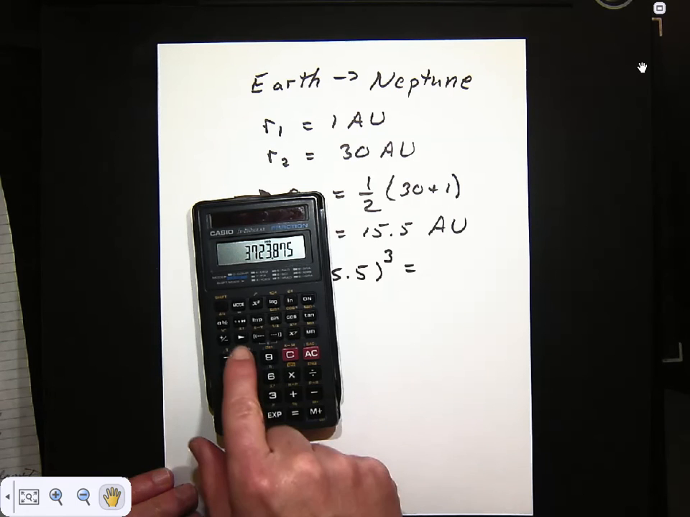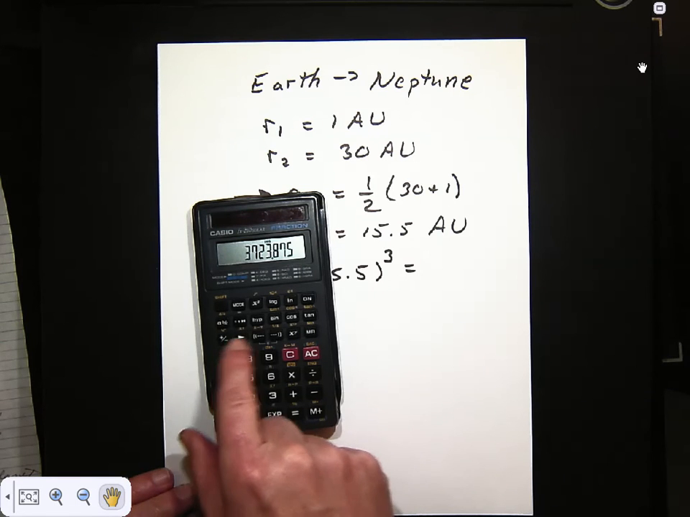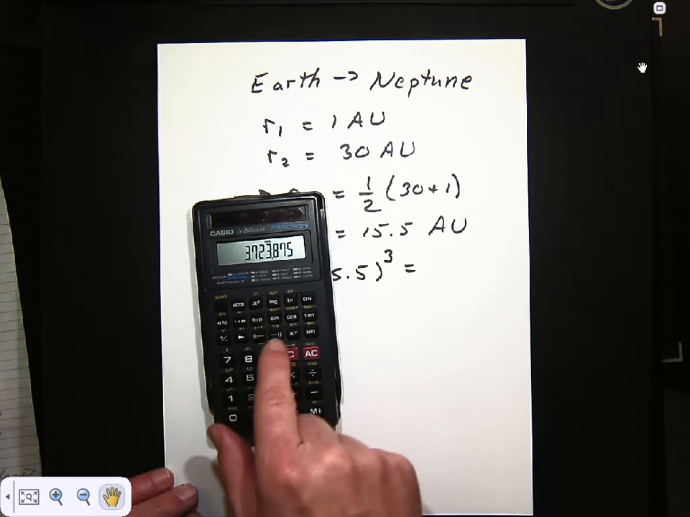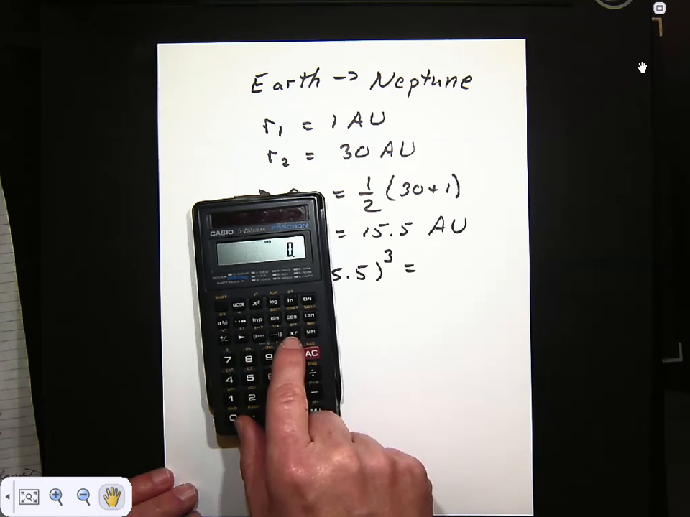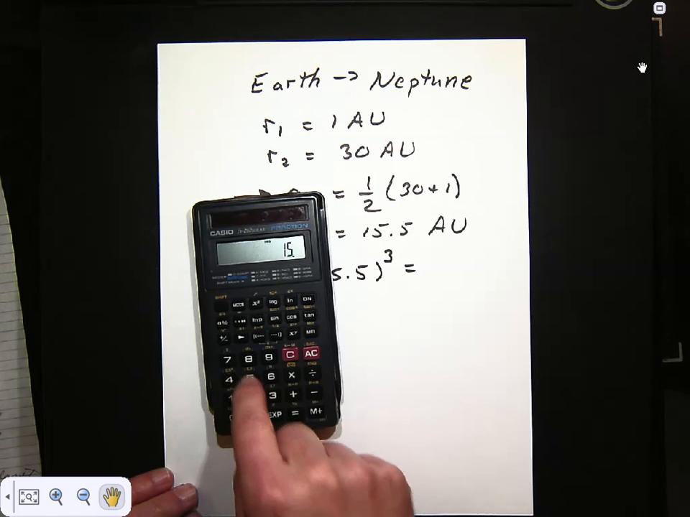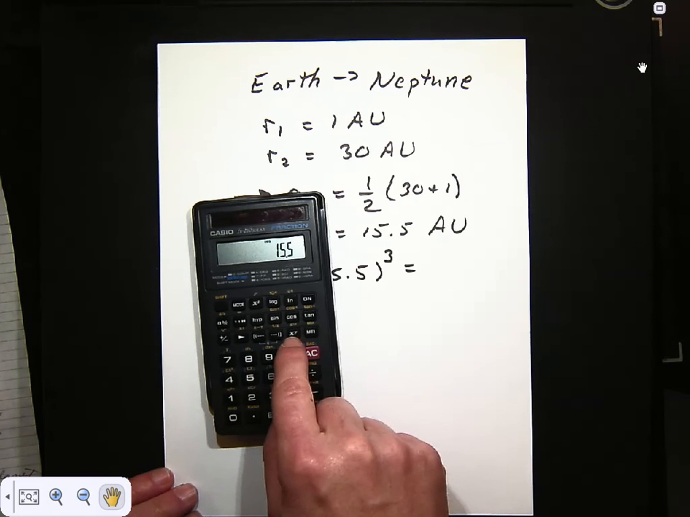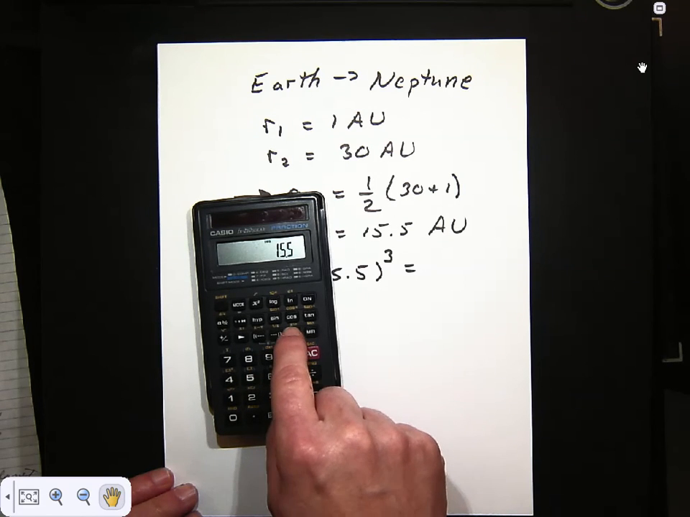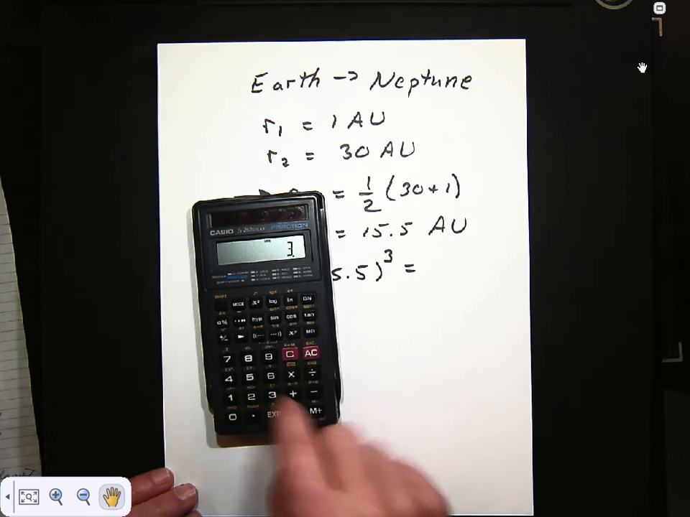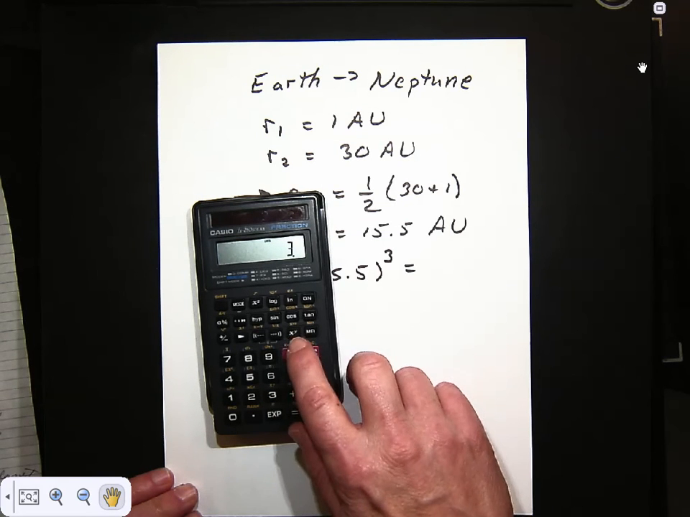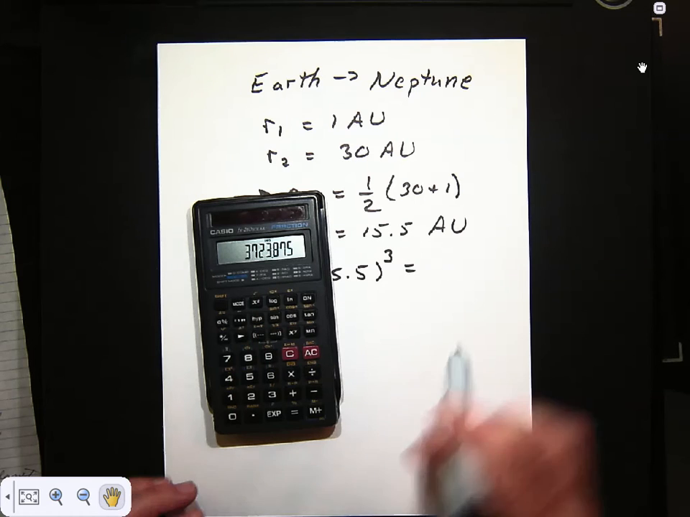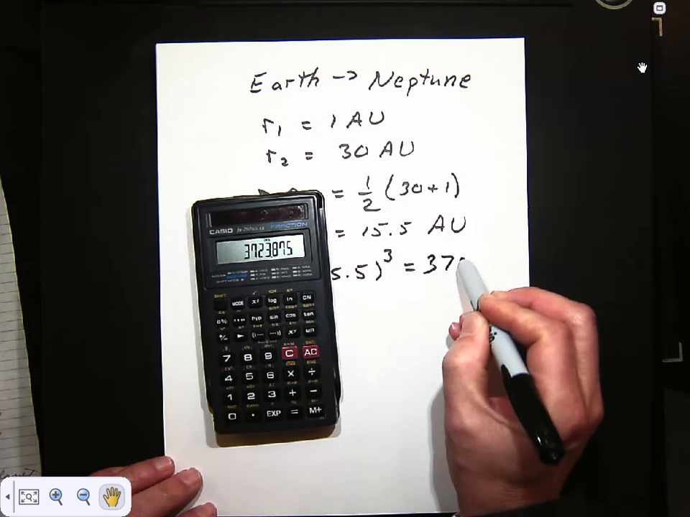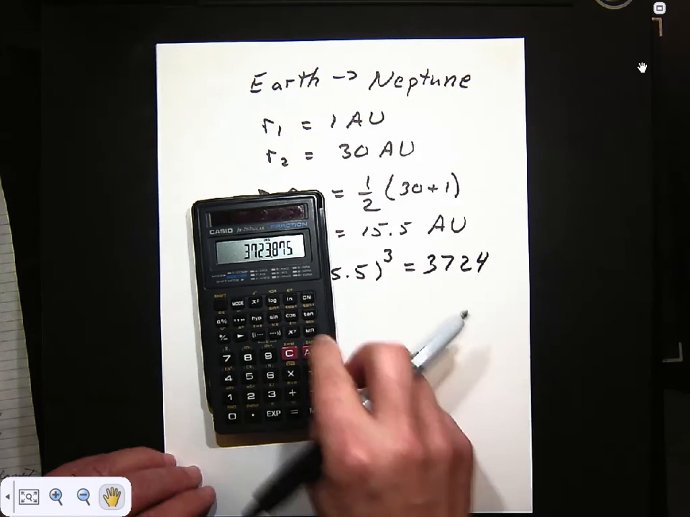Not all calculators will have the cube or cube root functions on them. Almost all calculators have squares and square roots, but maybe not cube and cube root. If you don't have that, you may have an x to the y button. In that case, you can put 15.5, you hit x to the y, that takes something to a power. You can put in 3, hit that button again, or the equal sign. I'm going to hit the equal sign, get the same number. So 3724. We don't need those extra digits.